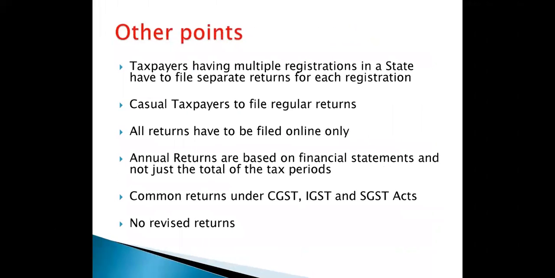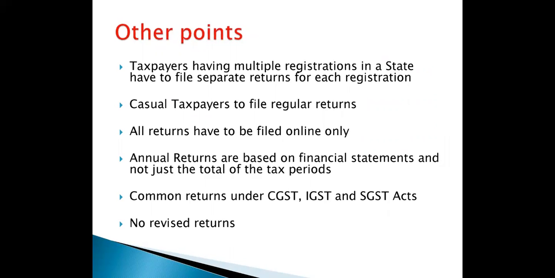Then the other points which we should take care of: taxpayers who have multiple registrations, like they have registered in Karnataka, Maharashtra, and various other states, have to file separate returns for each registration. Right, wherever they are registered, at different places, they have to file separate returns. Casual taxpayers have to file regular returns. Even casual taxpayers who might be doing a seasonal business, or who are not doing business regularly but only casually, have to file a return regularly.